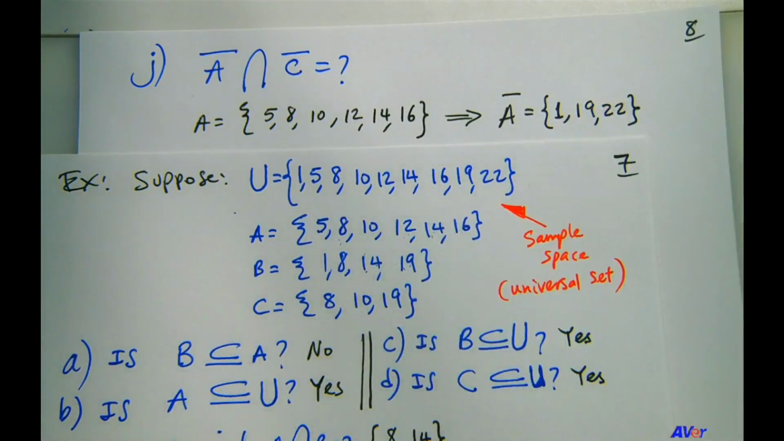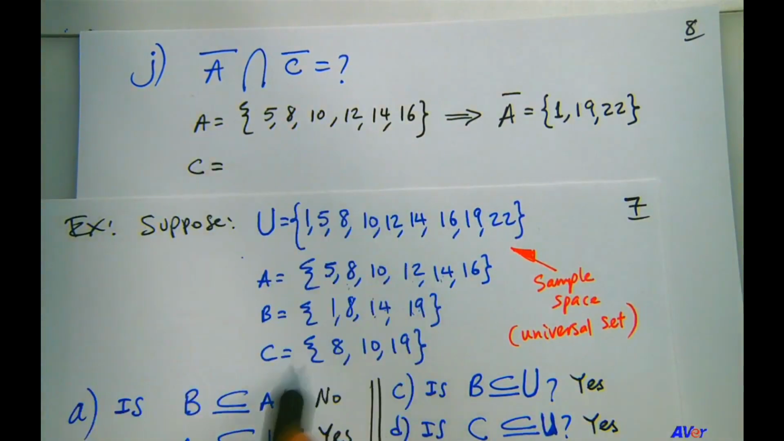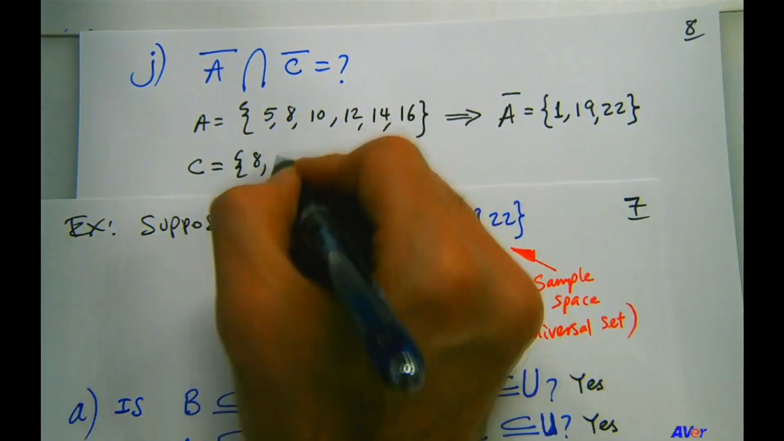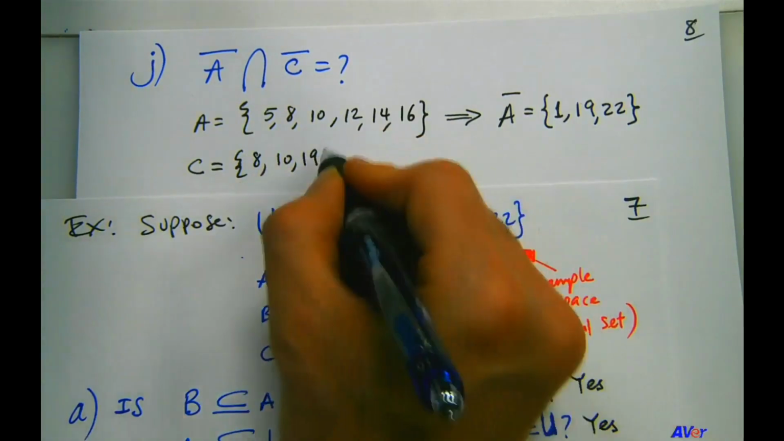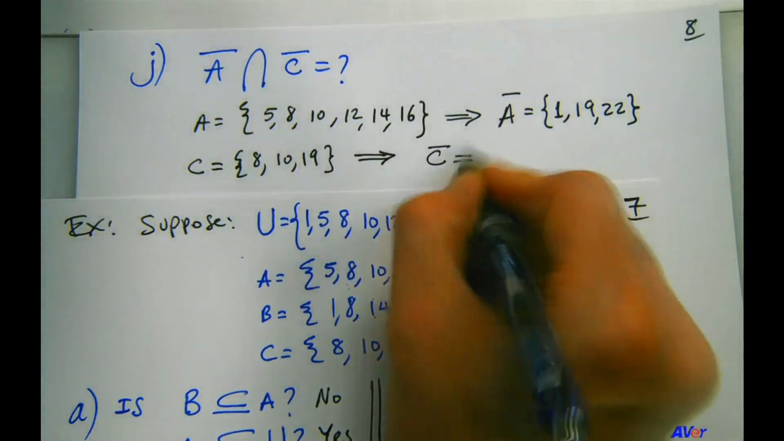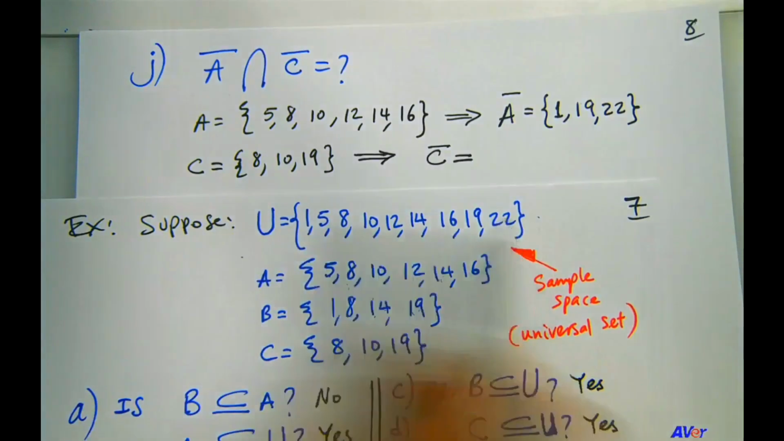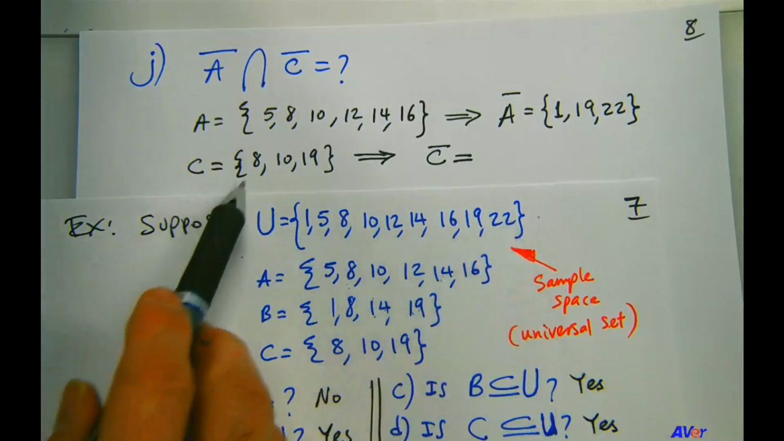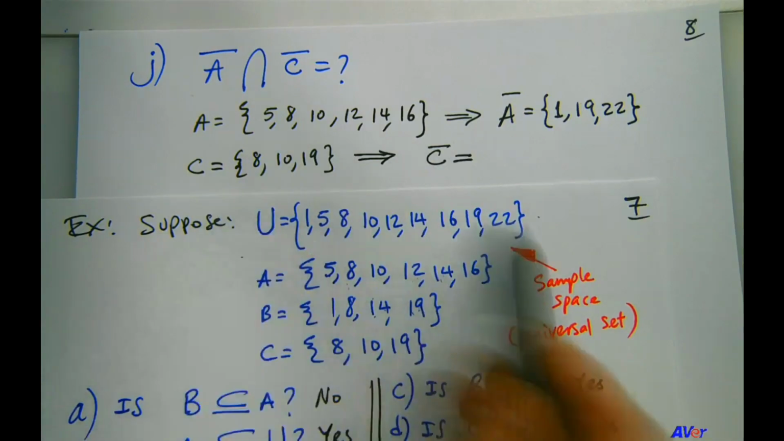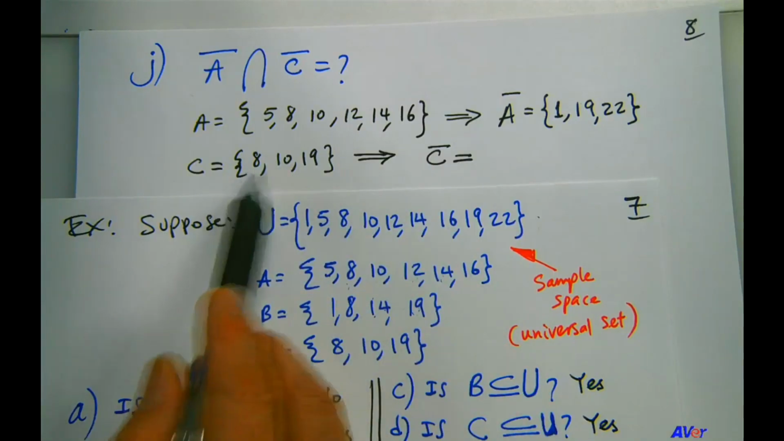So that's A bar. We also need to find C bar. To do that, let's list C again. C is 8, 10, and 19, right? Therefore, C bar, or complement of C, is anything that is part of the sample space or the universal set but is not in C. That's why C bar complements C, to give us the full universal set. So let's see. 1 and 5 are not part of C, right? They're not here.